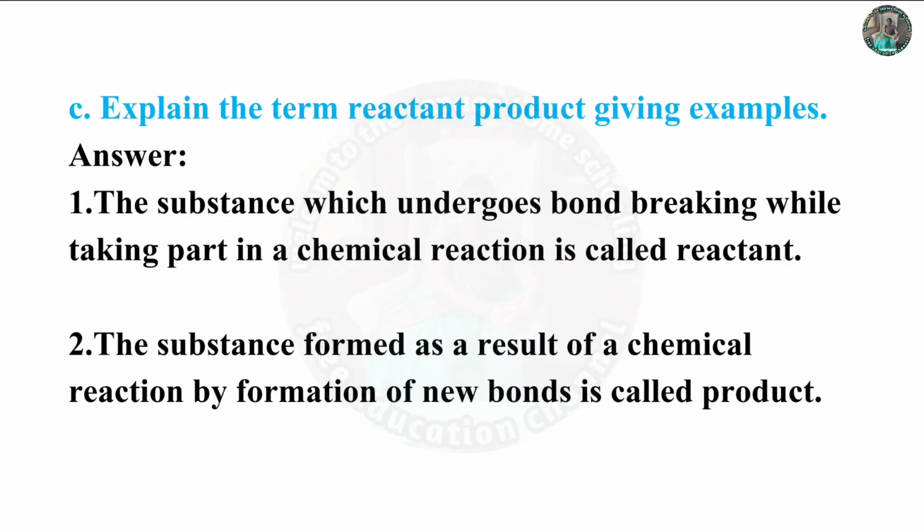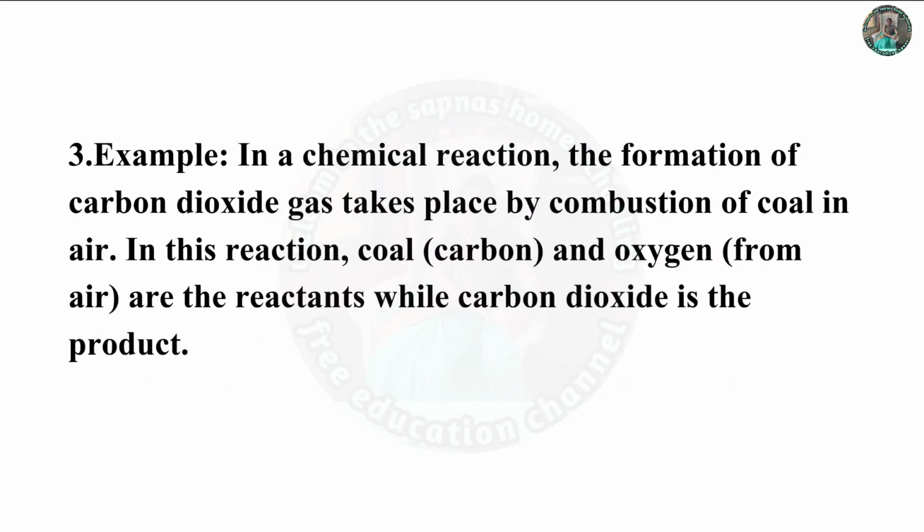C. Explain the term reactant and product giving examples. Answer. The substance which undergoes bond breaking taking part in a chemical reaction is called reactant. The substance formed as a result of a chemical reaction by formation of new bonds is called product.